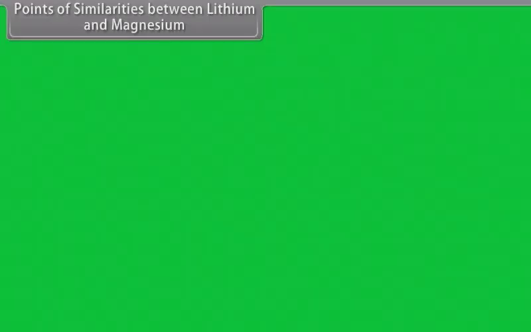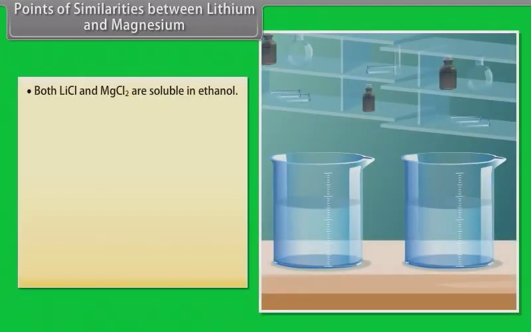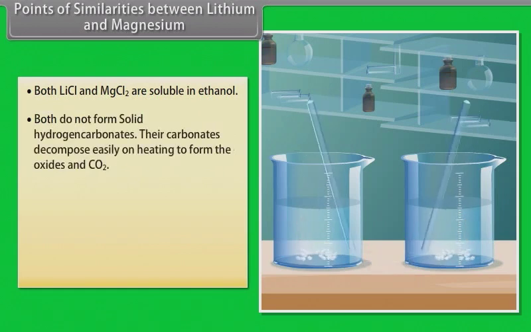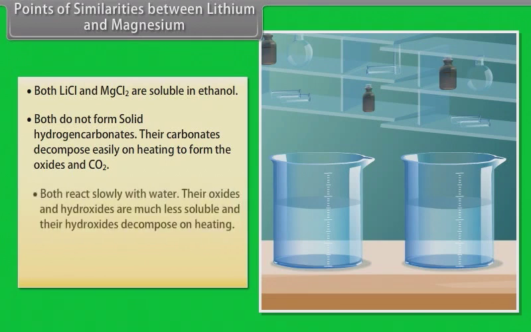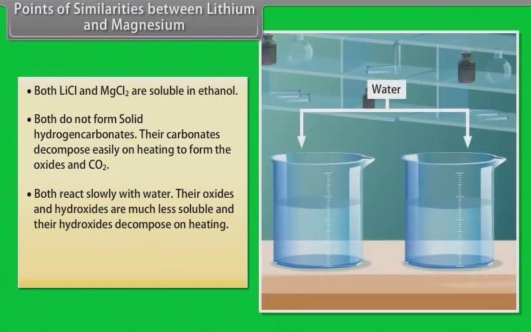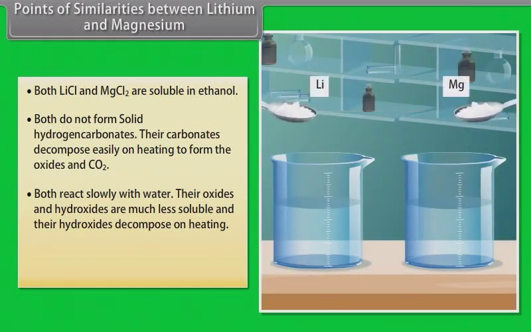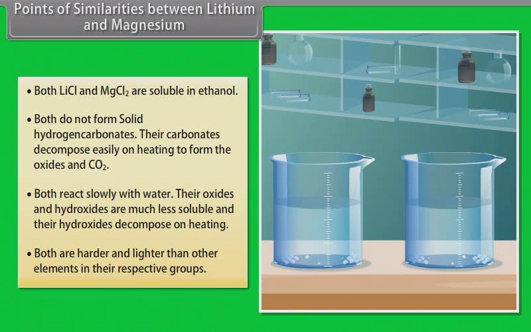Points of similarities between lithium and magnesium. Both LiCl and MgCl2 are soluble in ethanol. Both do not form solid hydrogen carbonates. These carbonates decompose easily on heating to form the oxides and CO2. Both react slowly with water. Their oxides and hydroxides are much less soluble and the hydroxides decompose on heating. Both are harder and lighter than other elements in their respective groups.